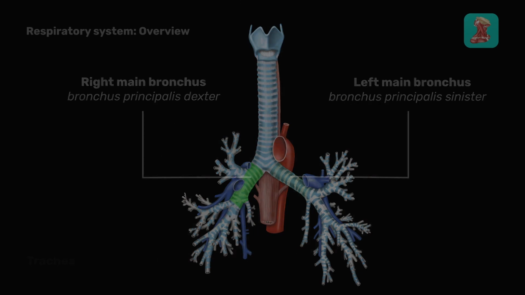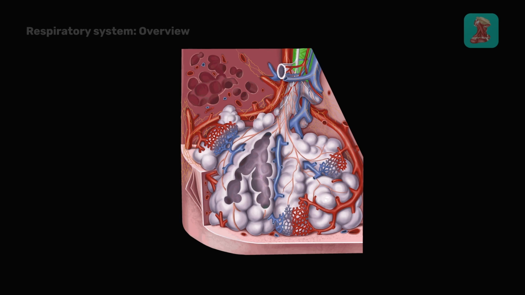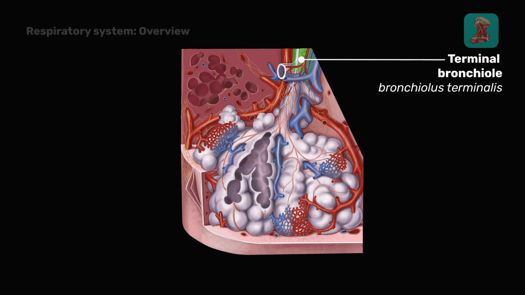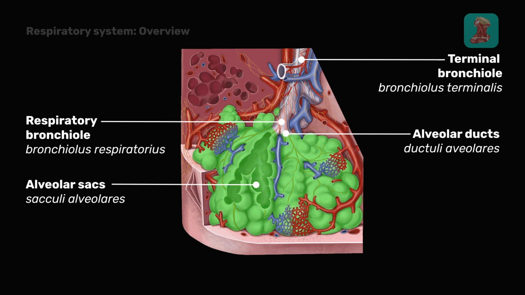The main bronchi are divided into lobar bronchi, which in turn are divided into segmental, subsegmental, and interlobular bronchi. Then the diameter of the bronchi becomes so small that they turn into bronchioles. Terminal bronchioles are further divided into primary, secondary, and tertiary respiratory bronchioles. The smallest bronchioles pass into the alveolar ducts, which end in alveolar sacs and alveoli.